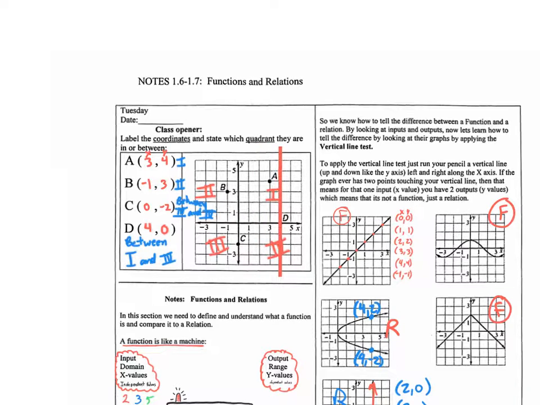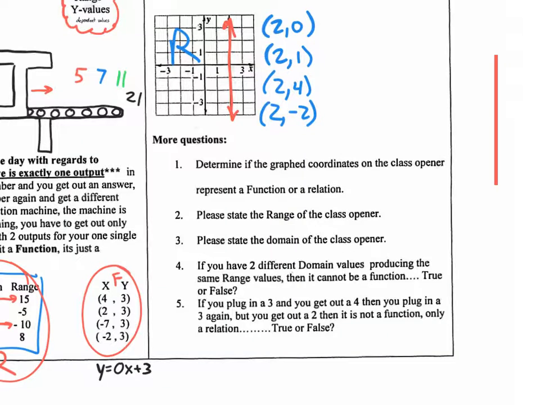So for each input, there is only one output. Never do we end up with 2 dots on the vertical line. That would make it a broken machine. If I ended up with 2 dots on the vertical line, then that would be a broken machine. You would call that a relation, not a function. So the correct answer to that one is yes, it is a function.